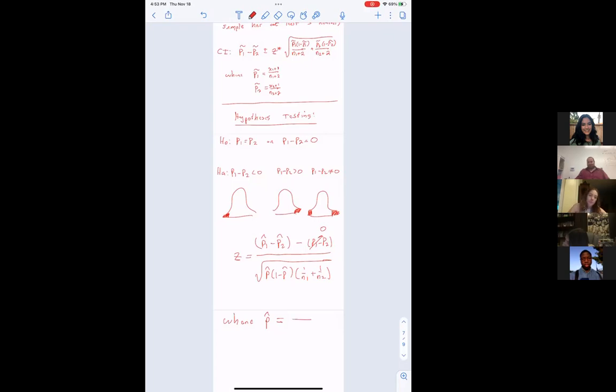If the null hypothesis is true and they have the same proportion, then why divide them into two different samples? Just pool it all together. The total number of successes divided by the total number of trials. It's not x1 over n1 or x2 over n2. It's the total number of successes, x1 plus x2, divided by the total number of trials, n1 plus n2. So p hat in this case is x1 plus x2 over n1 plus n2.